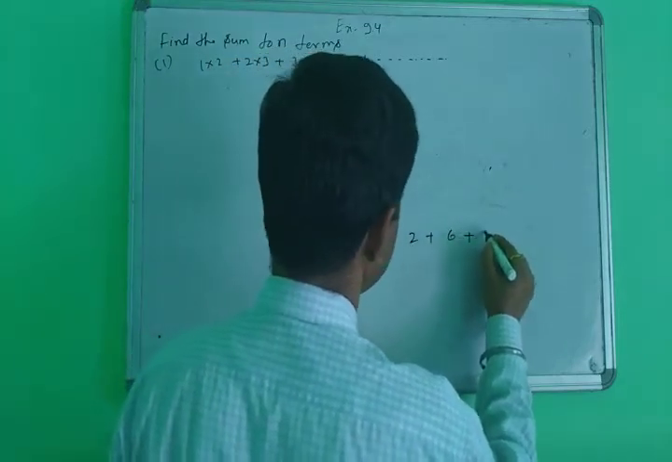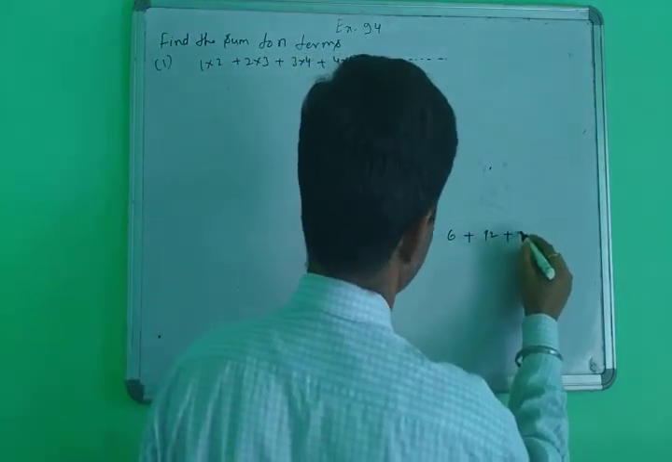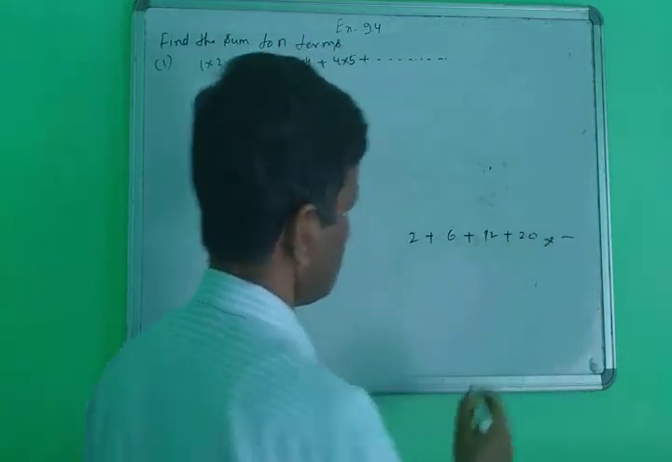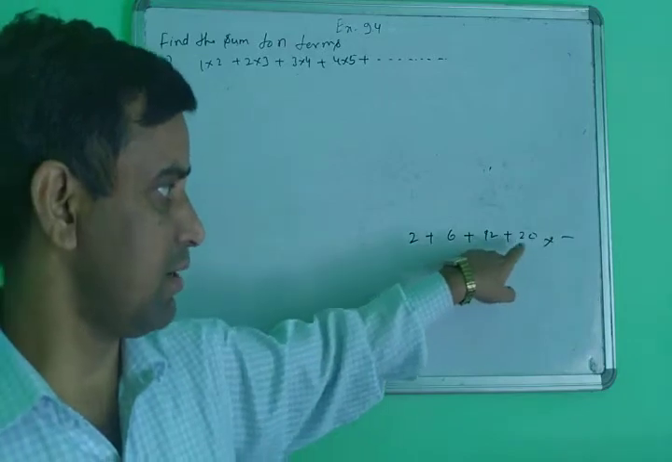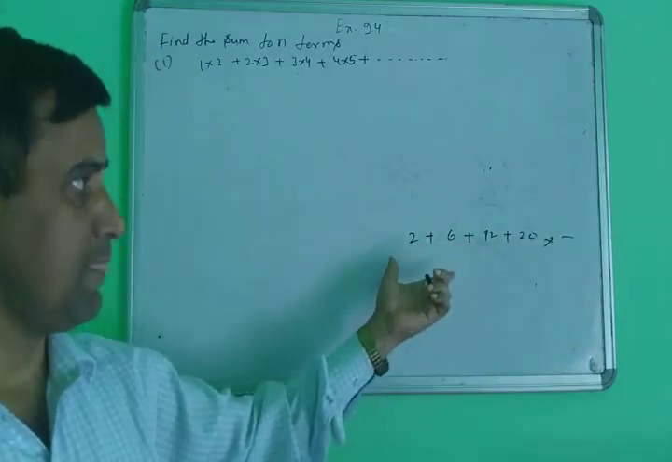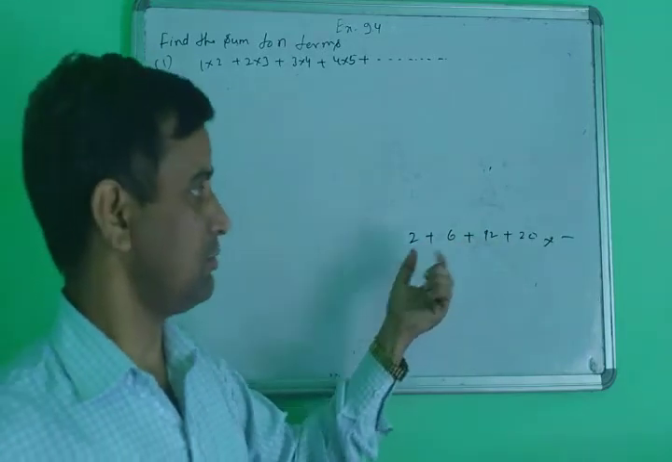2 plus 6 plus 12 plus 20. So this is not any standard series. This is not the natural number series. This is 2, 6, 12. This is not an AP. This is not a GP. So you will not find the sum of the series easily.